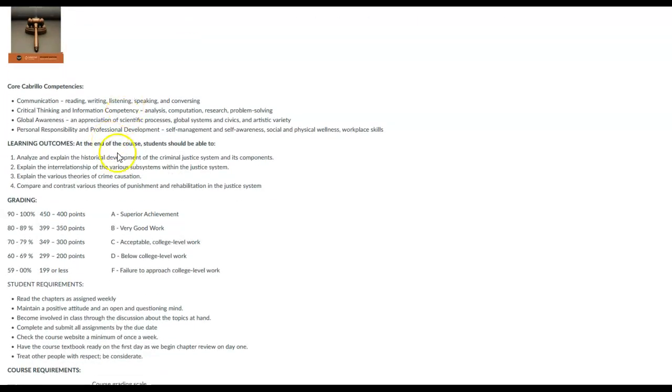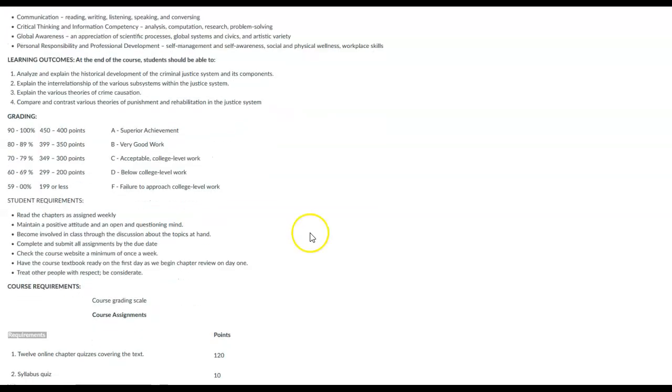Some of the learning outcomes we're going to talk about are the historic development of the criminal justice system, the relationships of the subsystems, what causes crime, and what are some of the theories of punishment and rehabilitation in the justice system. Also, it gives the grading criteria. I grade strictly by points at the end of semester, so you can monitor your points in the grade book, which you'll have access to all semester. It'll show you a running total and give you individual scores for each of your assignments.